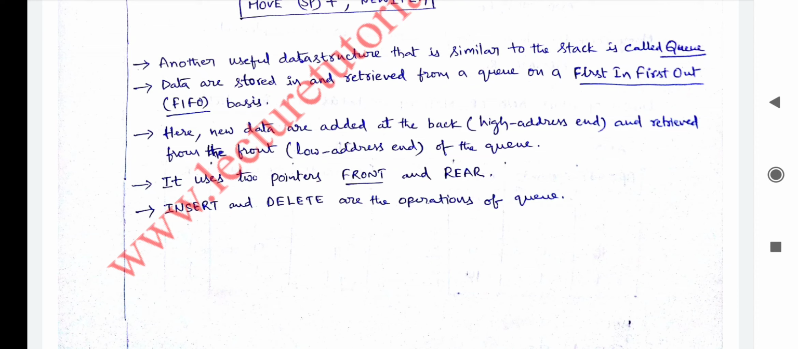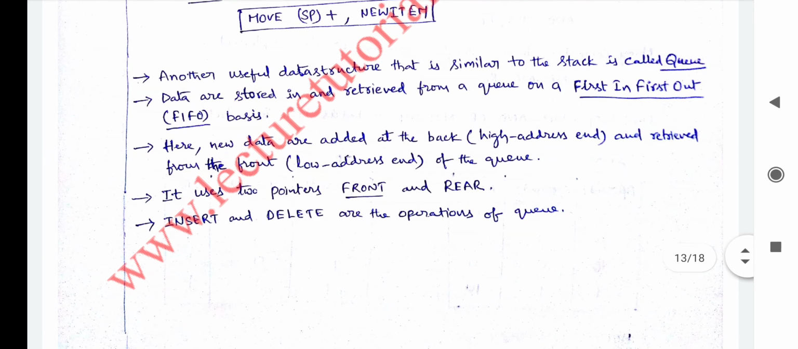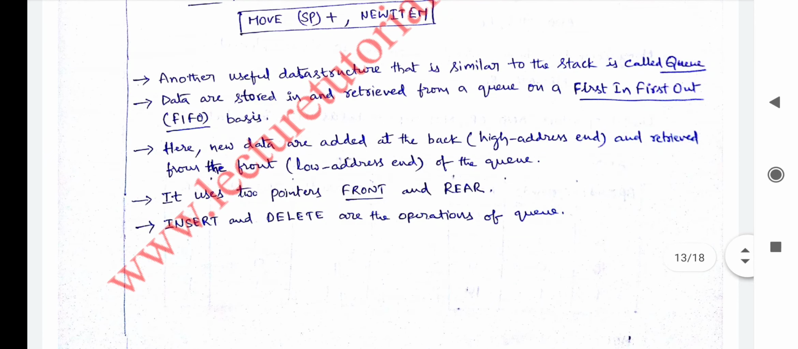You know very well the queue at a ration shop, at a railway station, at a bus stand, or anywhere. The person who entered the queue first comes out of the queue first. That's why we call it a queue data structure, a first in first out data structure.